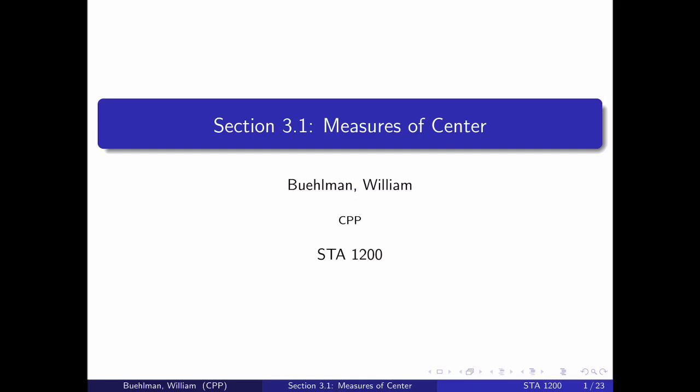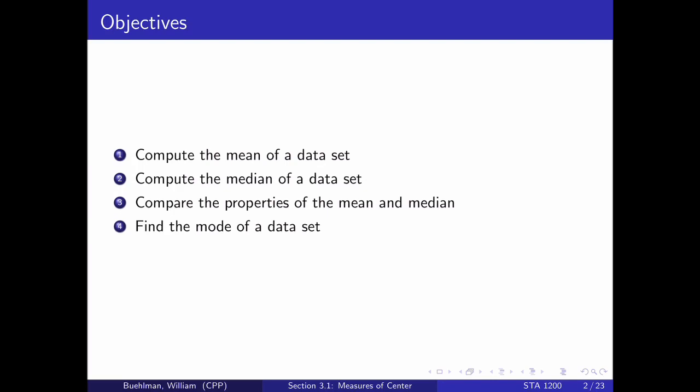I am your instructor William Bjolman, and today we are covering section 3.1, Measures of Center. Our objectives for today are to be able to compute the mean of a dataset, compute the median of a dataset, compare the properties of the mean and median, and to find the mode of a dataset.